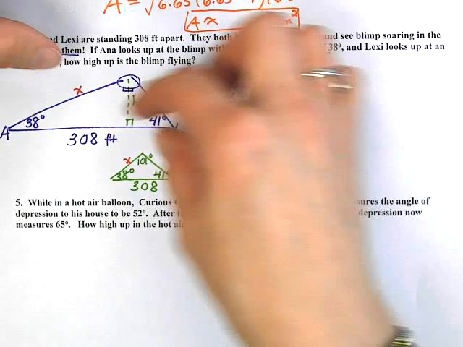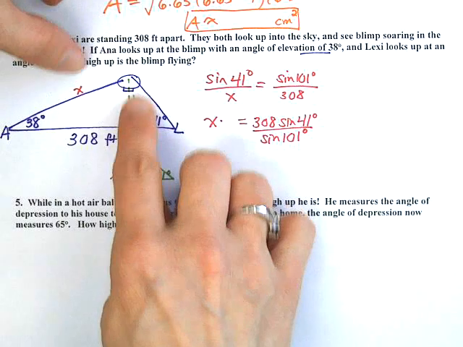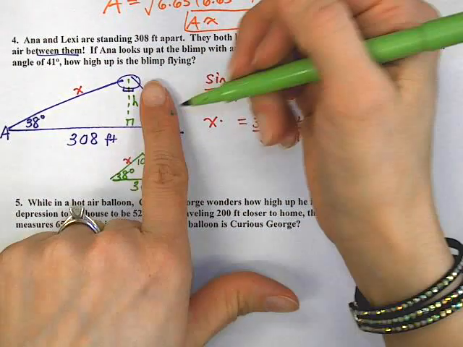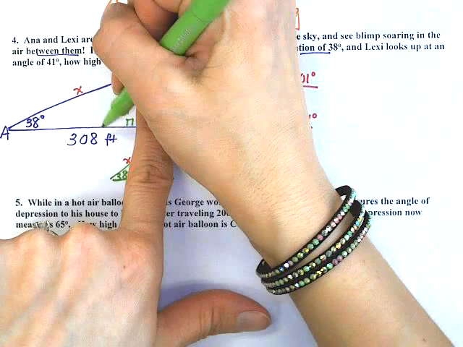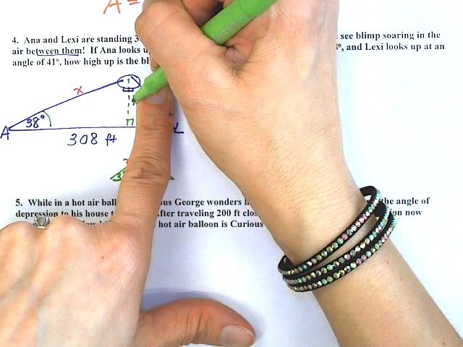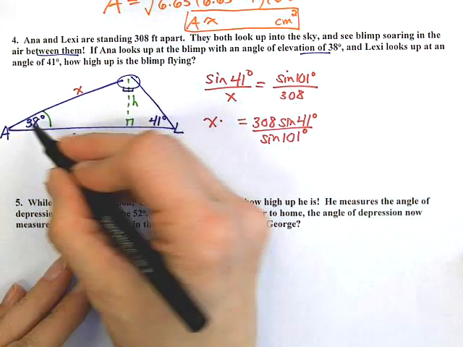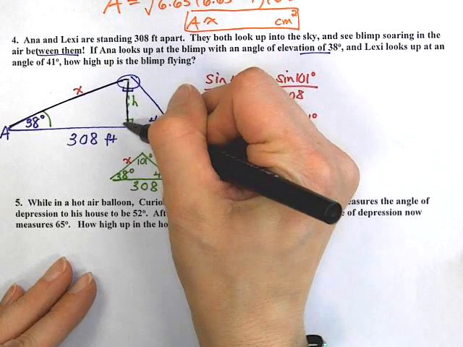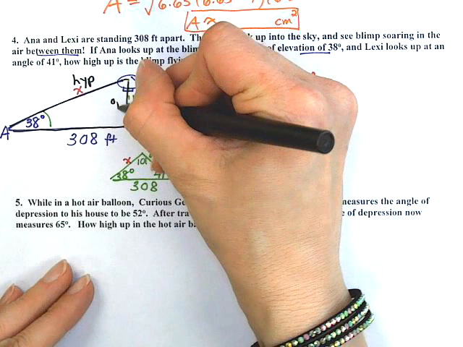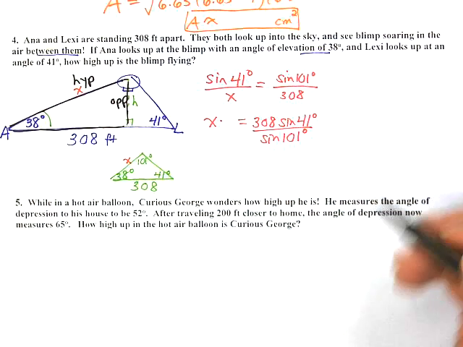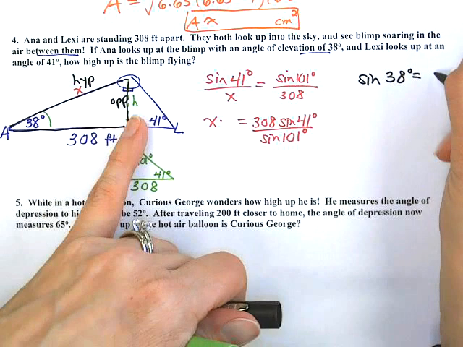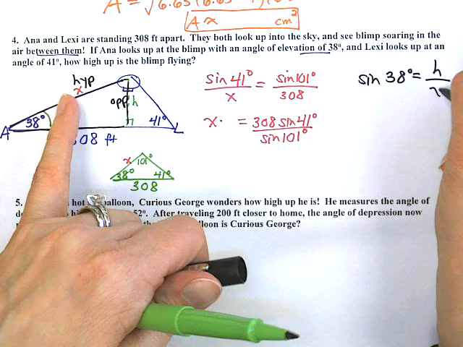So now that you found something from the big triangle that's related to the height, let's go ahead and do our basic SOH CAH TOA. So I'm going to have to use this triangle over here because I know the hypotenuse, I know the angle, and I know the opposite. So looking at this right triangle now, we have the calculation for hypotenuse, and we're going for opposite. So let's make a sine problem. Sine of 38 degrees is opposite h over hypotenuse x.